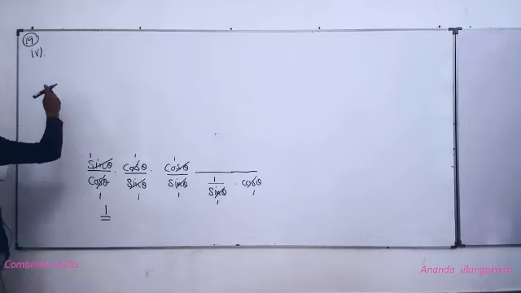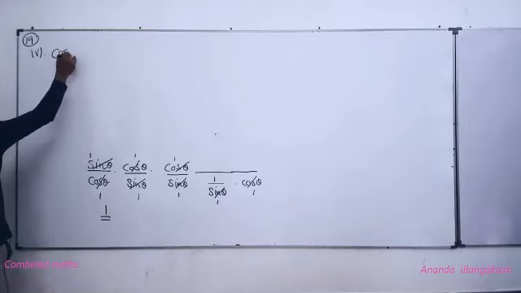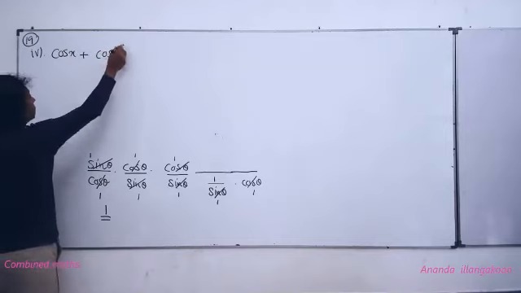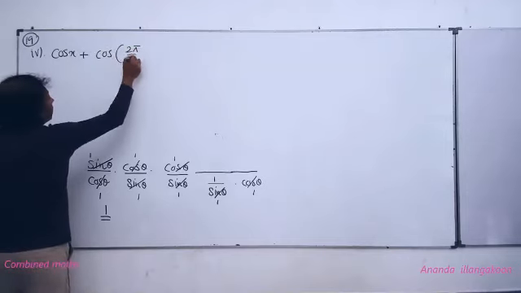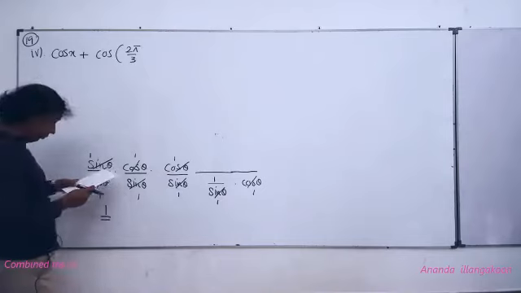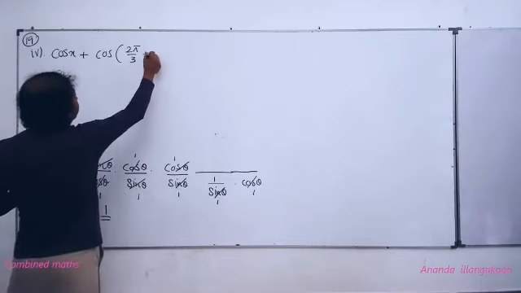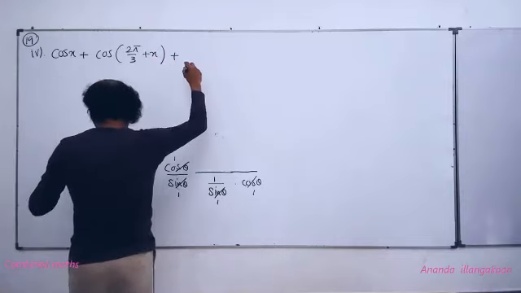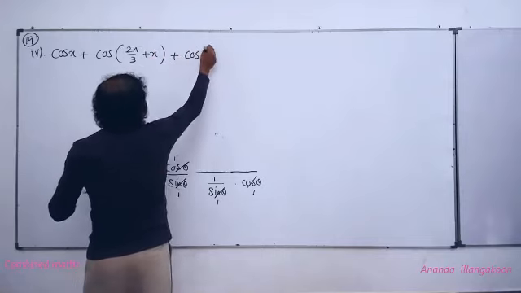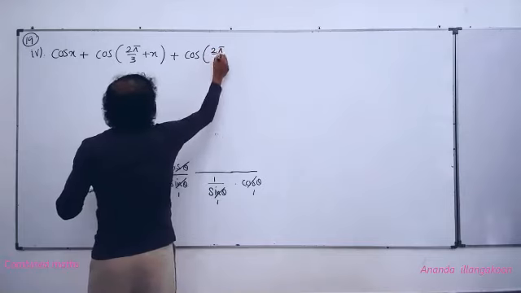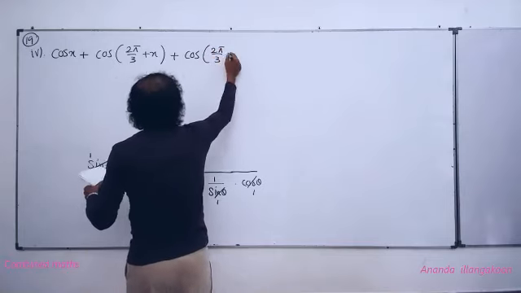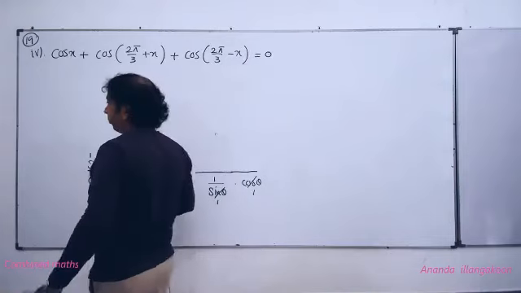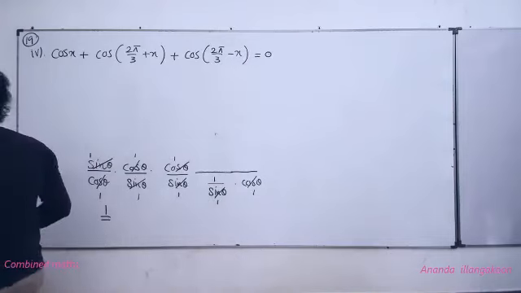You are given cos(2π/3 + x) + cos(2π/3 − x). This is equal to 0. Therefore, this is equal to 0.